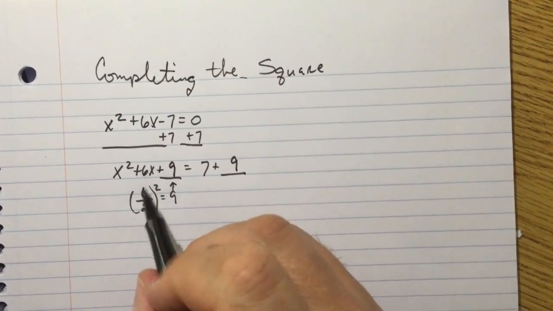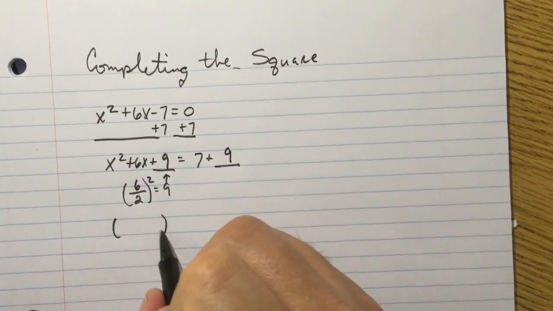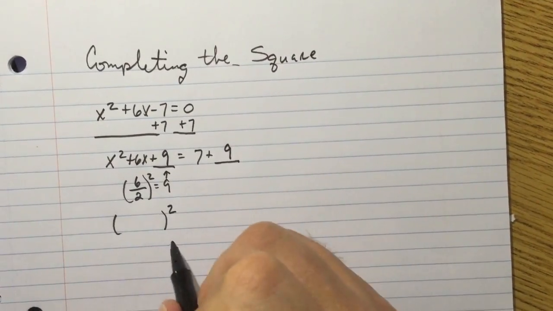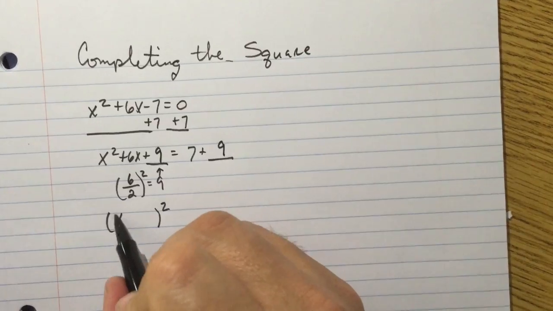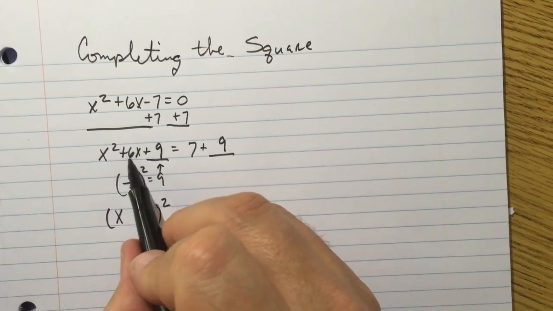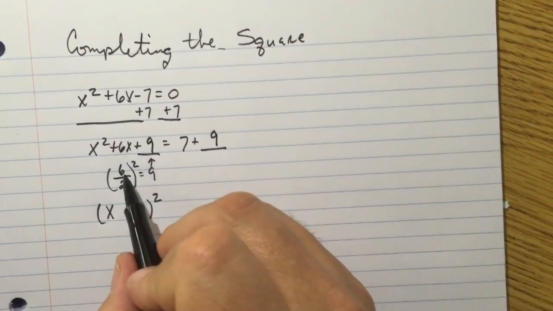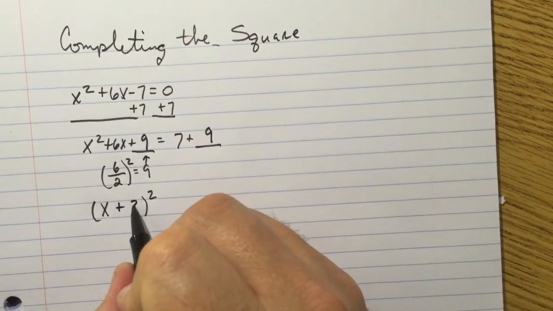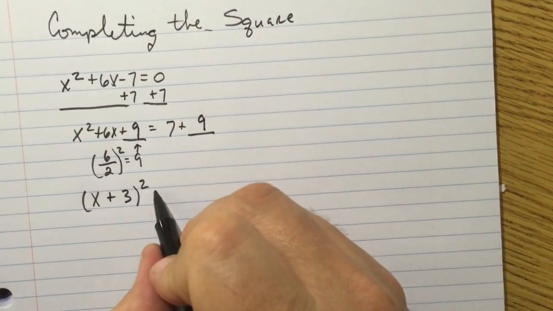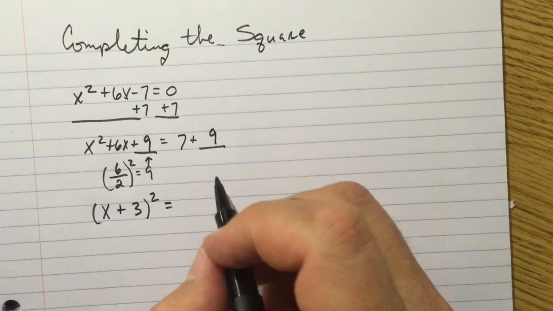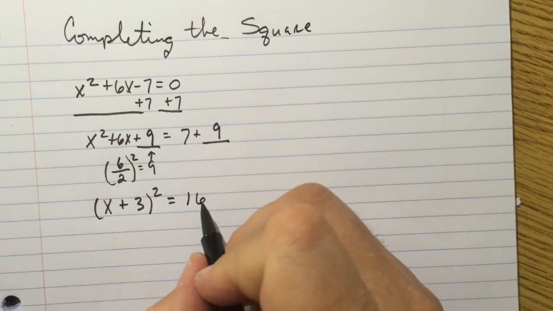Remember, when you complete the square, it gives you one parenthesis with the square. Now remember, it's x, and it's whatever you took half of. So since I did 6 divided by 2, that is 3, so it's x plus 3 squared equals, go ahead and add the 9 and 7, which is 16.